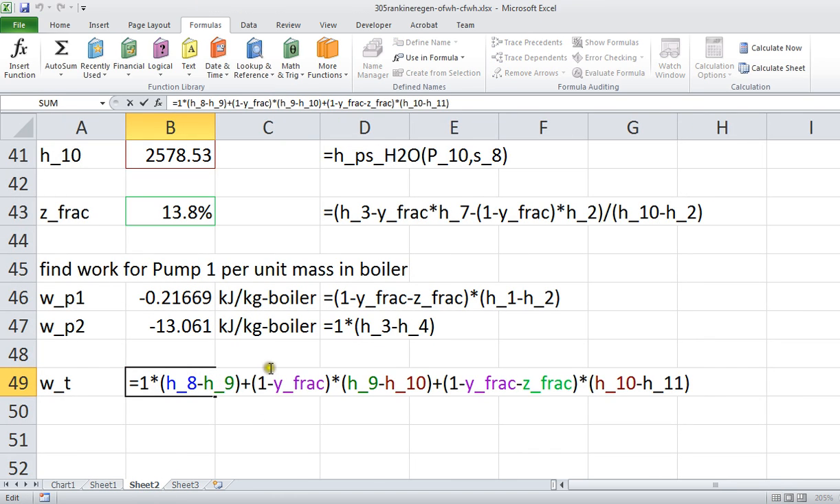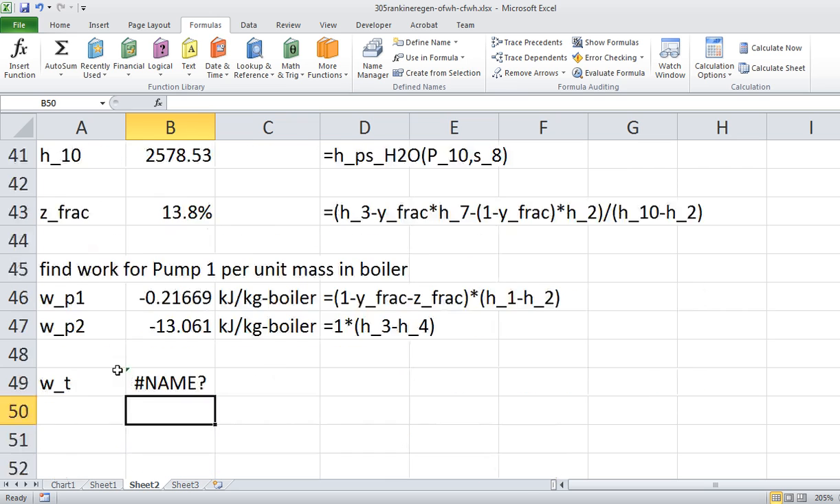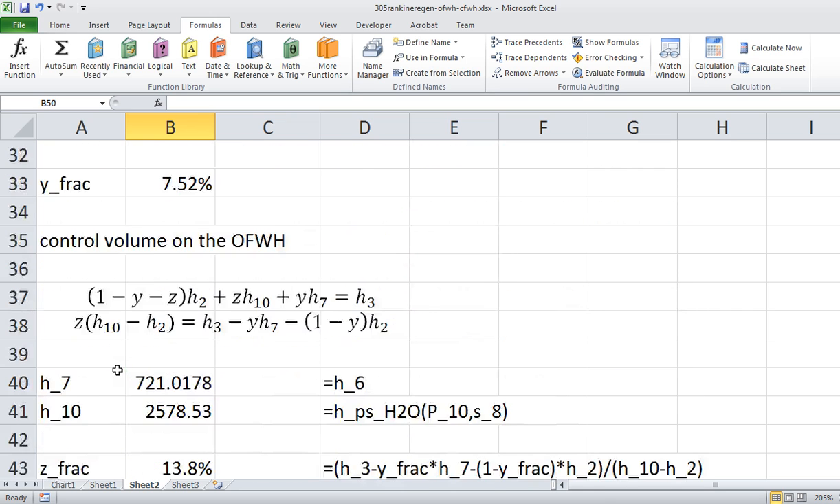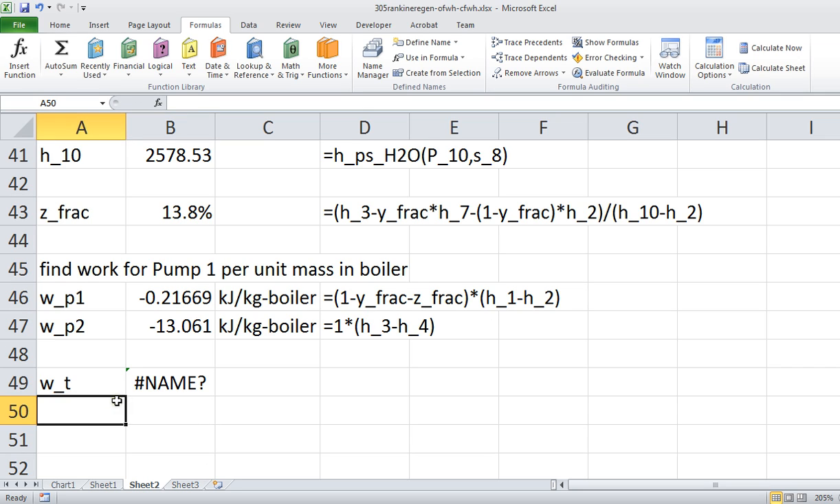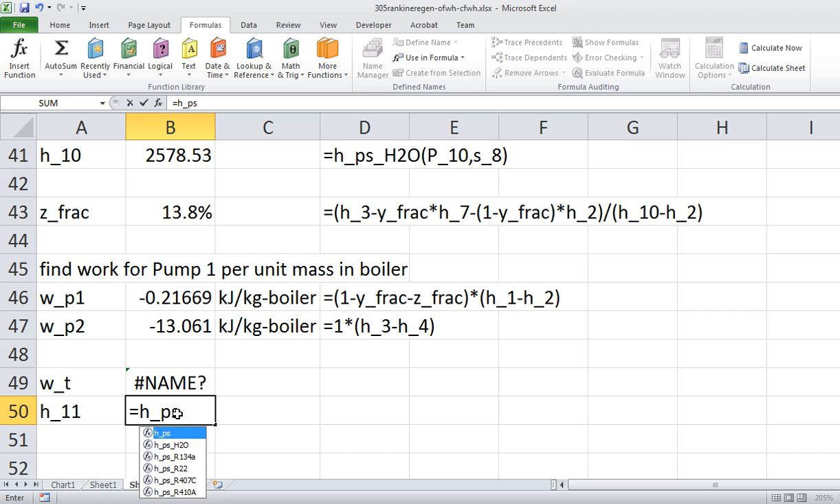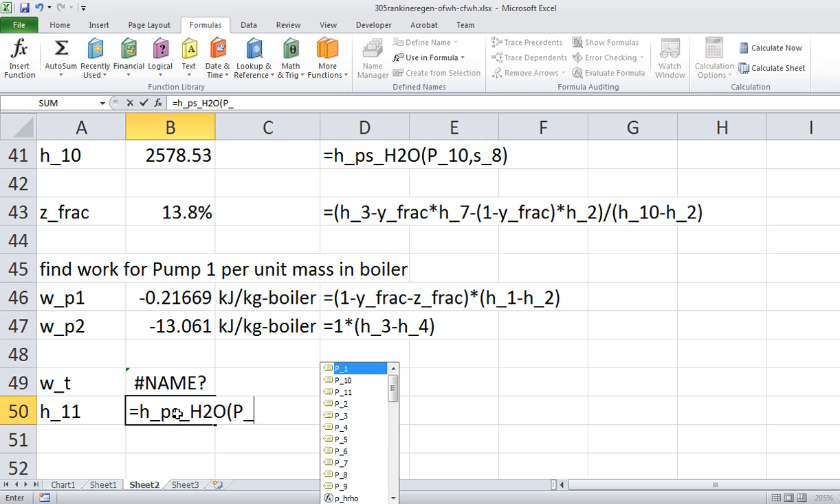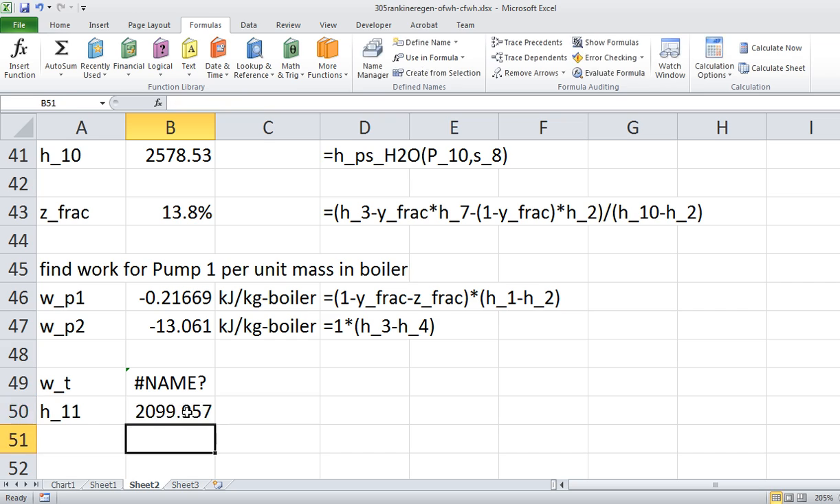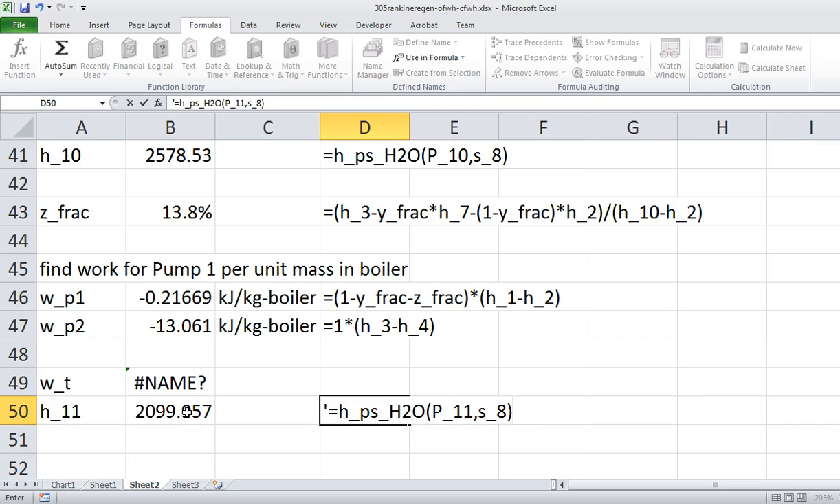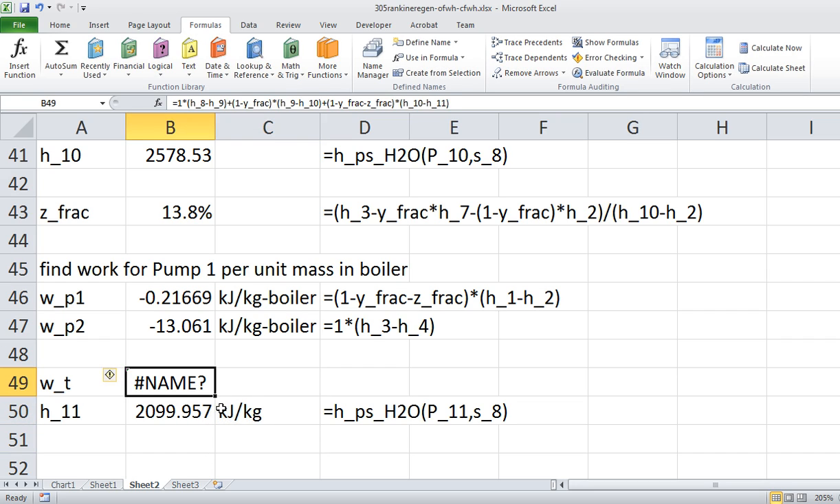flow rates. So if I can go up here and set H11, I never defined H11. Okay, that's why we don't have it here. Let's just throw it down below here. How are we going to find H11? Because we know the pressure and entropy for that isentropic expansion through the turbine. So pressure 11 is equal to pressure 1, and the entropy 8 is the same as it was at the turbine inlet. So kilojoules per kilogram. And if we create some names, we should be in good shape here.